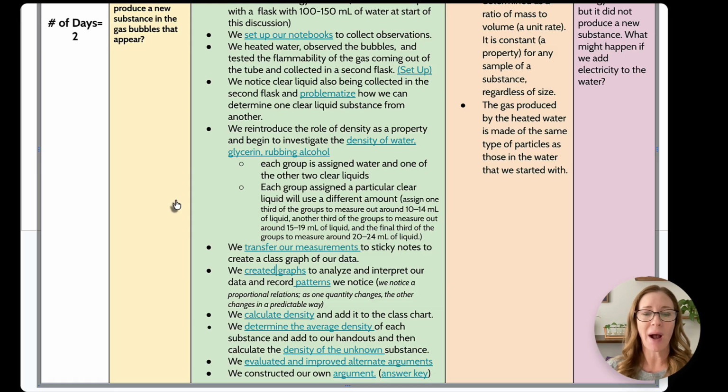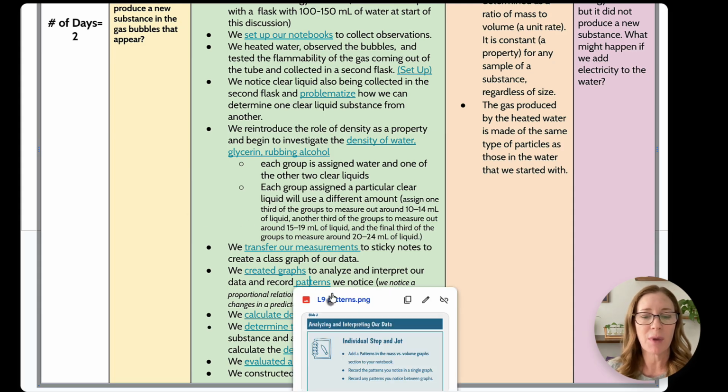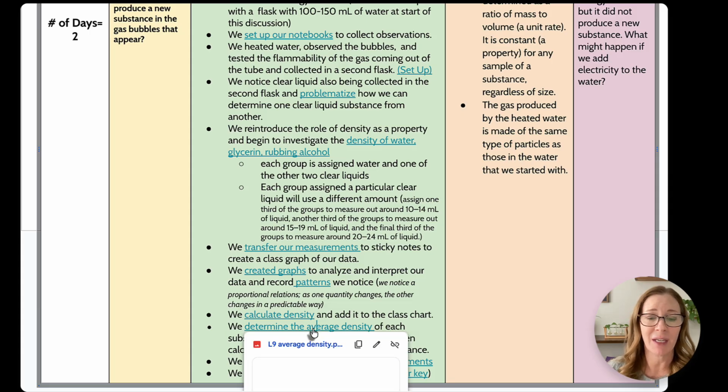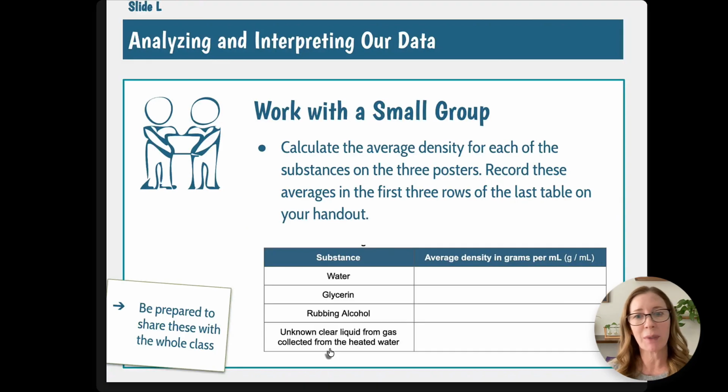Okay, so after we created the graphs, we're going to record those patterns. They'll put them in their notebooks, and then they're going to calculate the density and add it to the class chart. I already talked about that. And then we determine the average density of each. And so this would just be adding up everybody's calculation of density and doing an average. And then we're going to record it on our handout. So we will have an average density of water, glycerin, and rubbing alcohol.